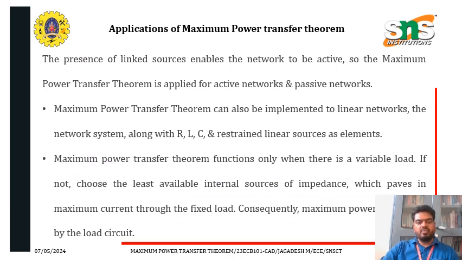The presence of linked sources enables the network to be active. The maximum power transfer theorem is applied to active networks and passive networks. It can be implemented on linear networks, that is, network systems with RLC and restrained linear sources as elements. The maximum power transfer theorem functions only when there is a variable load. If not, choose the least available internal source impedance, which paves the way for maximum current through the fixed load.